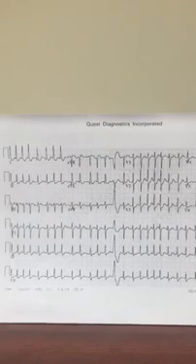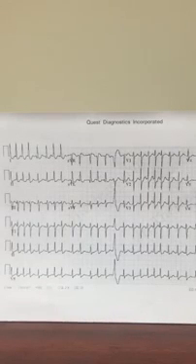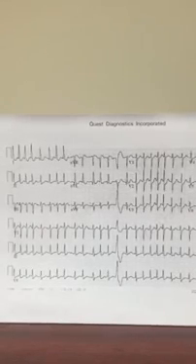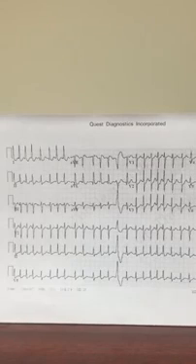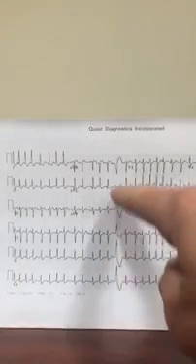So for our last ACLS case, we're going to talk about an irregular narrow complex tachycardia. And in this EKG shown here, this is an example of AFib with a PVC. So as you can see, this is an irregular rhythm, no P waves seen, and also right here you can see the PVC.